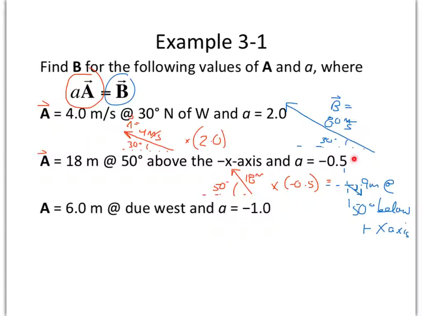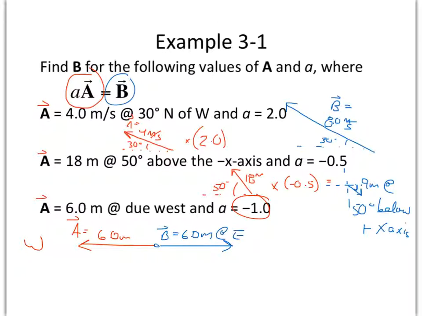All right, lastly, we have vector A is 6 meters due west. All right, well, that's pretty easy. 6.0 meters, this is west right there. What happens if we multiply that by a scalar of -1? Well, the fact that it's 1 is not going to change the magnitude. It's still going to be 6 meters, but the negative means that the resultant is going to be in the opposite direction. So the resultant, we'll call it vector B, is going to be 6.0 meters east. All right, complete 180-degree opposite from west. Similarly with north and south. Similarly with the previous one, this is 50 degrees above the negative x. This is 50 degrees below the positive x. So complete 180-degree difference right there.